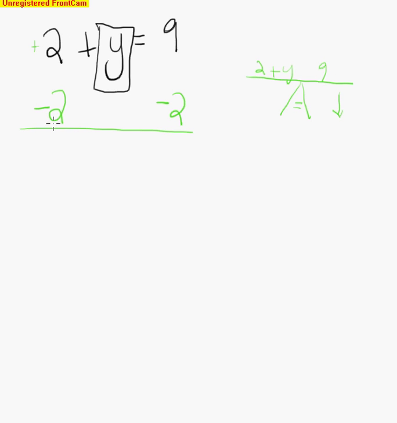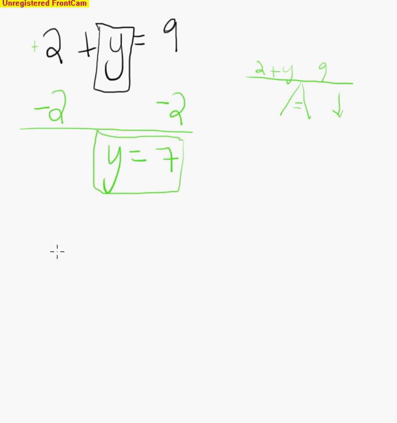Positive 2 minus 2, those are two opposites and they cancel out to give you 0, leaving you only with the y on the left side. Now y is equal to 9 minus 2, which leaves us with 7. So that right there, we just proved that y equals 7.